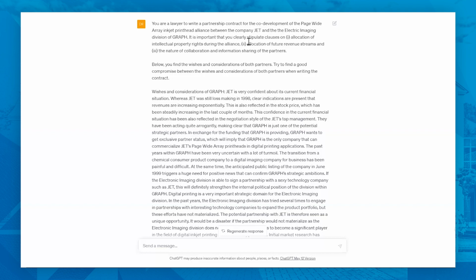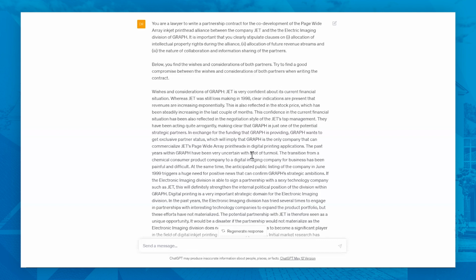And it's important that you clearly stipulate 3 clauses, and these are the clauses that they had to negotiate. Below, you find the wishes and considerations of both partners. Try to find a good compromise between the wishes and considerations of both partners when writing the contracts. And then in the prompt, I just give all the contextual information that I showed you on the slide before. So I give ChatGPT quite some information about what the 2 partners want, and I instruct ChatGPT, create me a compromise.